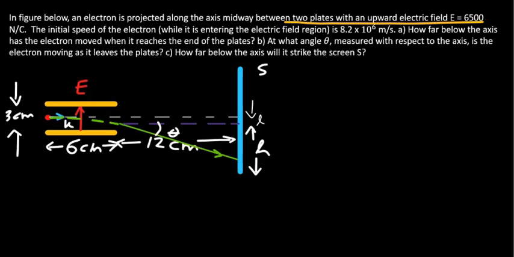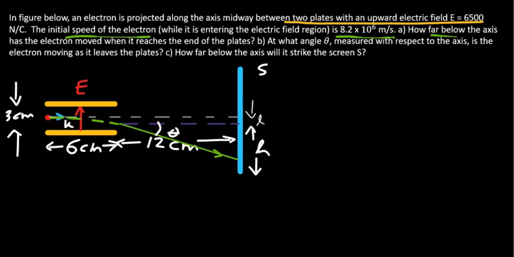6500 Newton per Coulomb. So that red dot there is the electron. These are the two plates, and you have an electric field between the two plates in an upward direction. This is the axis midway between the two plates. The initial speed of the electron while it is entering the electric field region is 8.2 times 10 to the power 6 meter per second. So that is the initial speed.